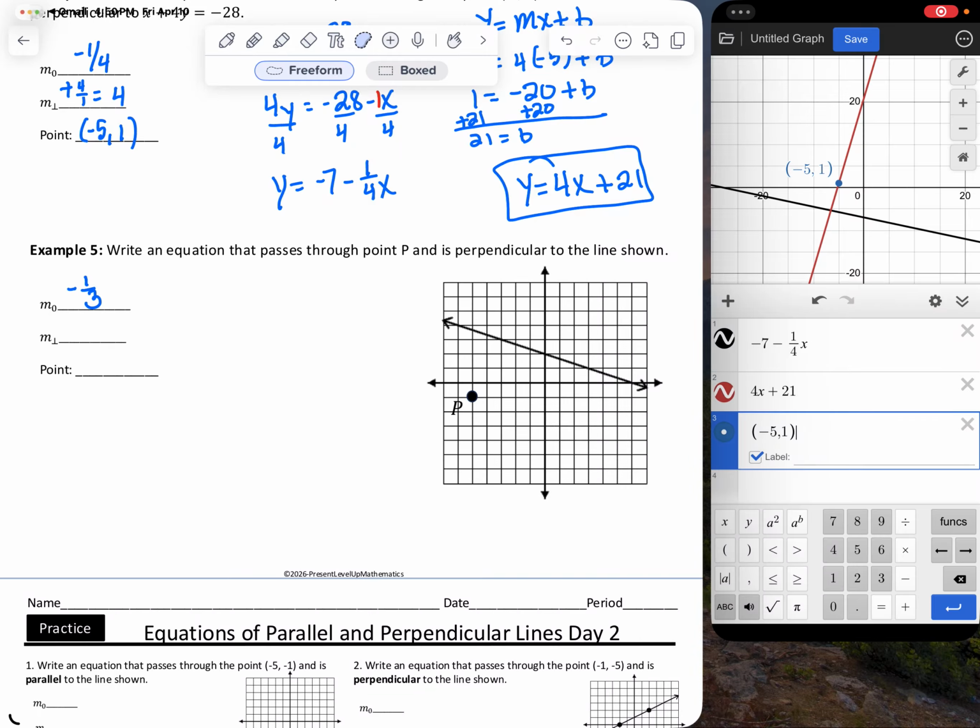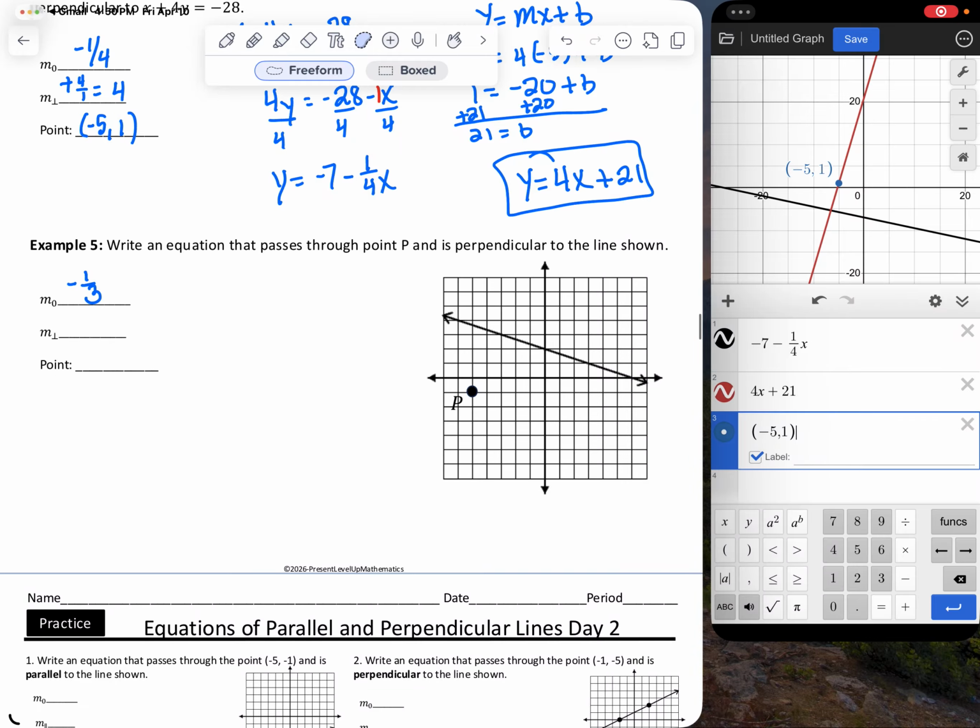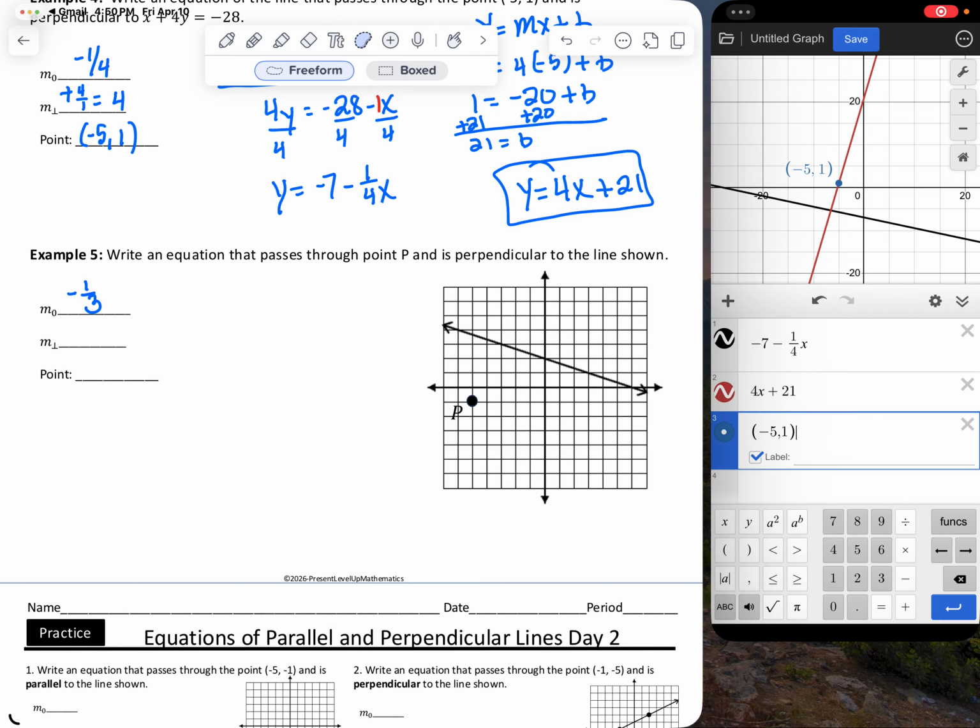Okay. They want the new line to be perpendicular to the original line. So the opposite of a negative is a positive, and the reciprocal of 1/3 is 3/1. So my perpendicular slope will just be positive 3. So I know my equation is going to be y = 3x plus something or y = 3x minus something. Now, the point they want it to pass through is point P. So let's label point P. So negative 1, 2, 3, 4, 5. (-5, -1) is the point they want us to use.